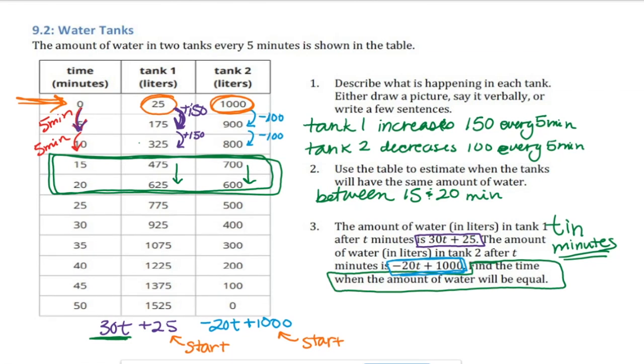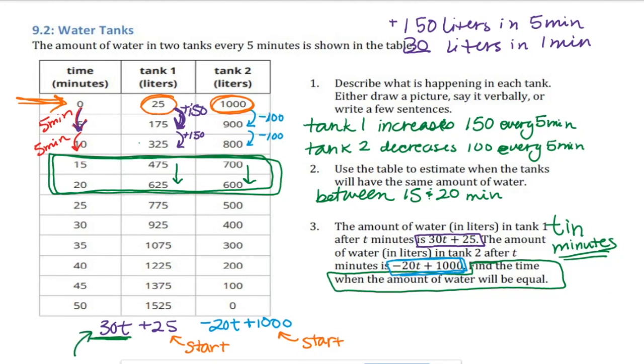So I'm going to write off to the side here. This increases 150 liters in 5 minutes. How many liters would that be in 1 minute? That would be 30 liters. This is actually the unit rate. 30 liters in 1 minute.